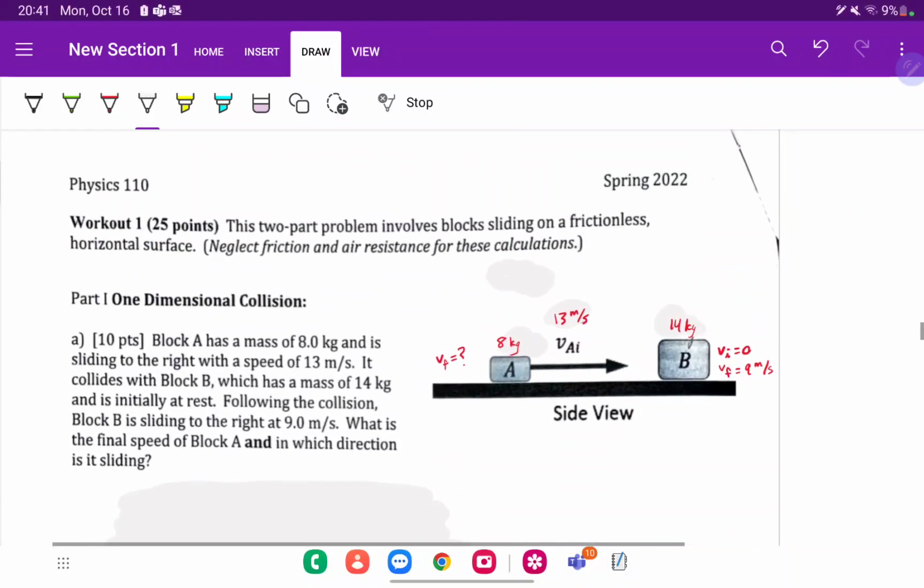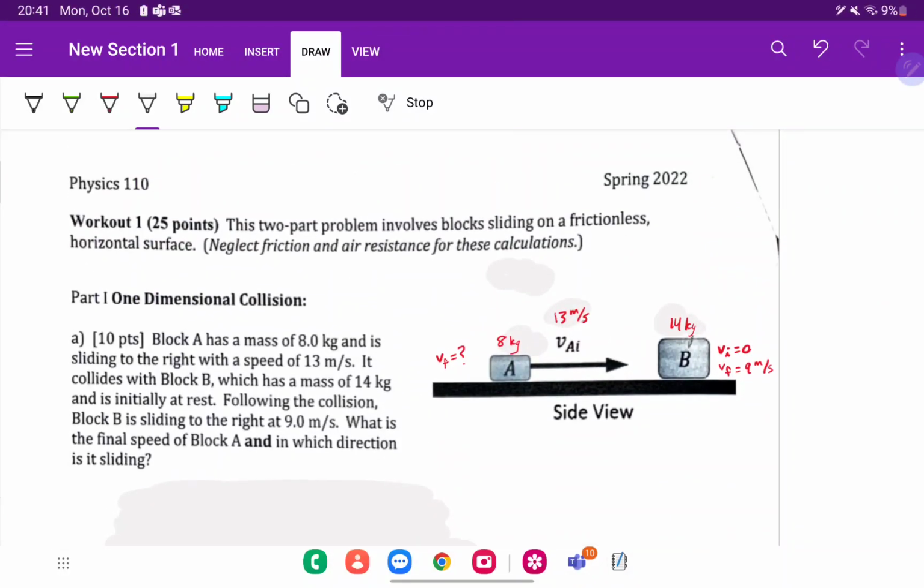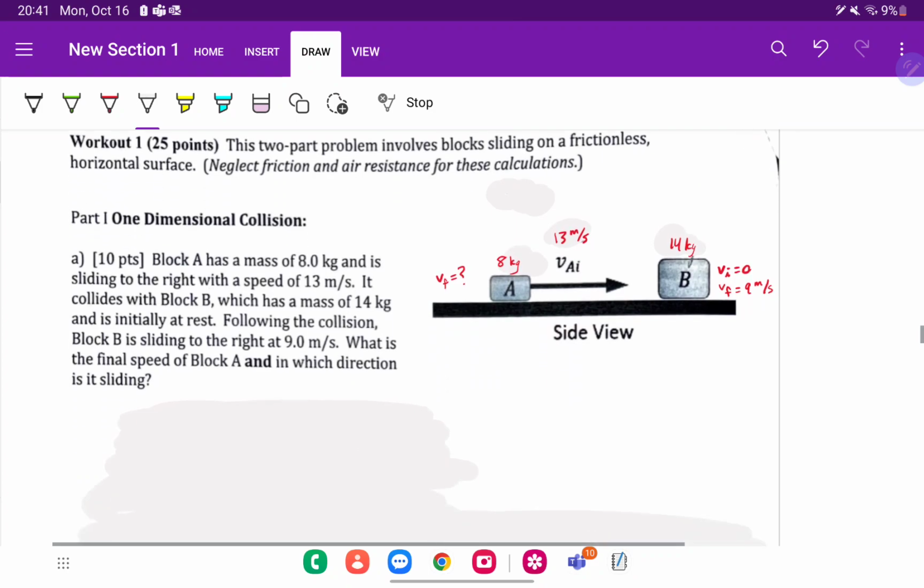Everyone, this is the Workout 1 section of the Physics 110 GR archive for GR2D. In this one, we're looking at a one-dimensional collision.